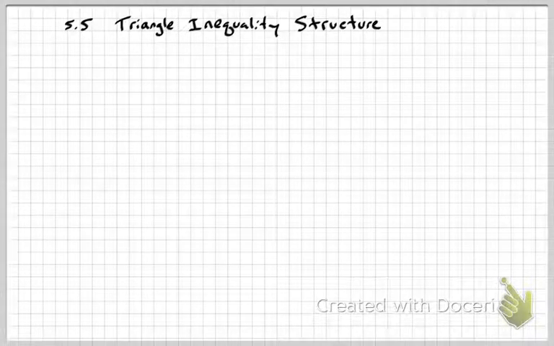What is up, everybody? We are on to 5.5, triangle inequality structure. Now, in the last video, we talked about how to organize side length or angle measure based off of the structure of the triangle, meaning if you knew all the side lengths, you could technically order all the angle measures from least to greatest or greatest to least. If you know all the angle measures, then you can order all the sides from least to greatest or greatest to least.